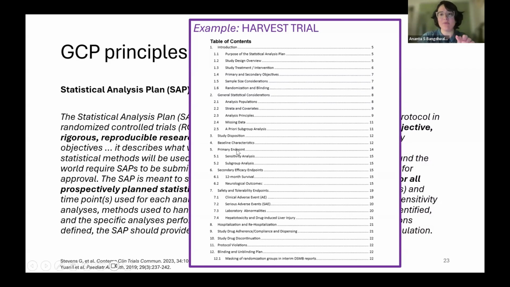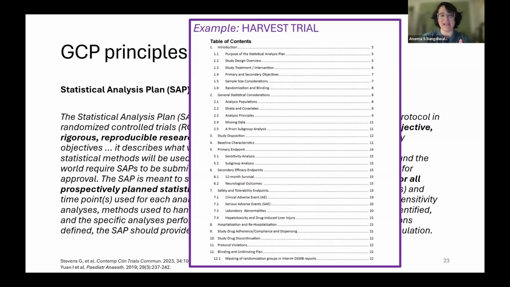Then every single endpoint is specifically defined. Every single sensitivity analysis is specifically described. All the way down even to protocol violations. How are you specifically going to be analyzing those and presenting those? And so this is basically like instructions for how you're going to analyze your data, and then this directly translates to your reporting to the DSMB and your final reporting. It's a clear plan for analysis.